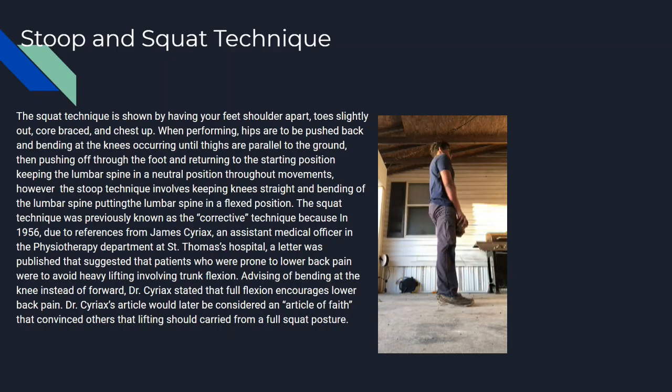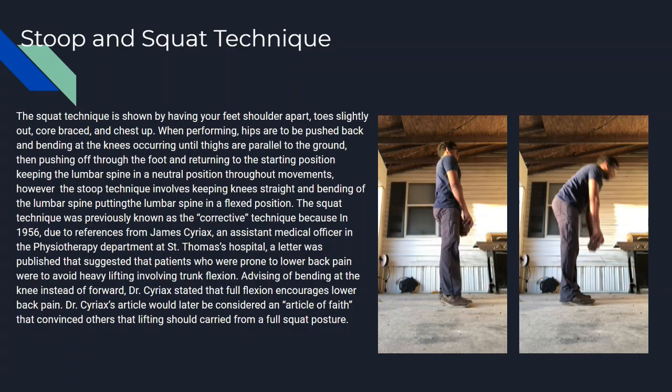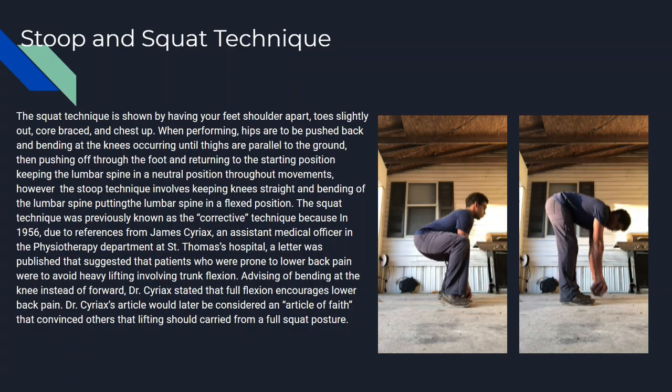The squat technique is shown by having your feet shoulder width apart, toes slightly out, core braced, and chest up. When performing, hips are to be pushed back and bending at the knees, occurring until the thighs are parallel to the ground, then pushing off the foot and returning to the starting position, keeping the lumbar spine in a neutral position throughout the movement. However, the stoop technique involves keeping the knees straight and bending of the lumbar spine, putting the lumbar spine in a flexed position.